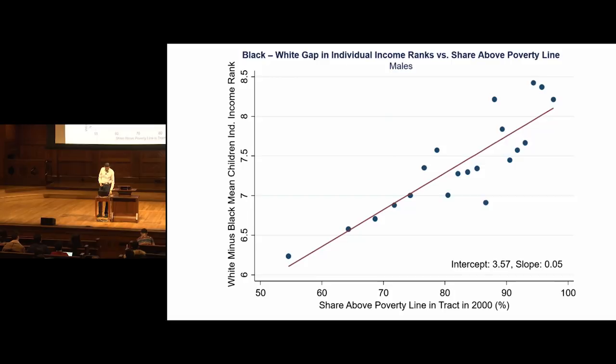And so the consequence of that is if I now plot the Black-white gap versus the share of residents above the poverty line, I get an upward sloping relationship. That is, on the vertical axis here is the gap between white men and Black men in terms of their average income rank in adulthood. So 7 here means that white men are ending up 7 percentile points higher in the income distribution on average than Black men. And I'm plotting that gap, this is a binned scatter plot, versus the fraction of people above the poverty line in the relevant census tract. And what you can see here is that there's a quite strong upward sloping relationship, meaning that in the places with very high poverty rates, you tend to have a smaller gap between Blacks and whites than in the places with lower poverty rates, which are on the right side of the graph.